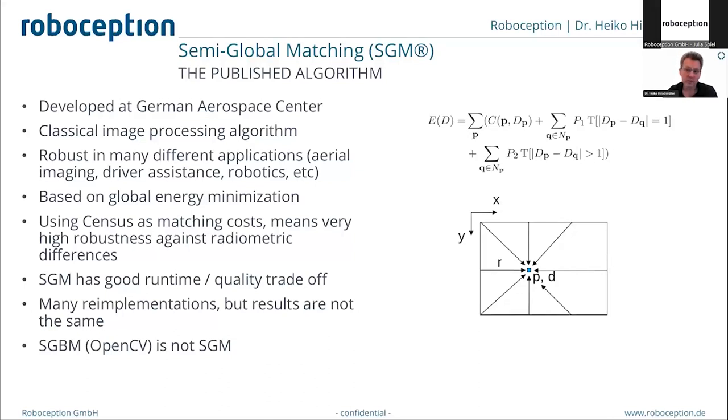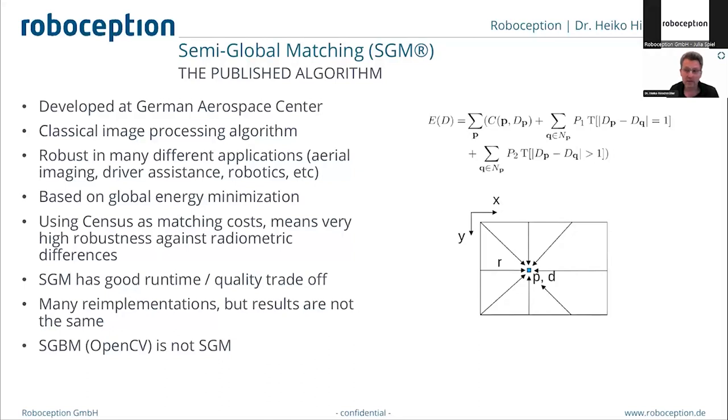So radiometric differences mean that the same corresponding point appears brighter or less bright in the left and right camera images. And this comes from, first of all, imperfections of the camera, but also from scene properties, because the reflectivity of surfaces changes when you change the viewpoint from the left to the right camera. So you need a matching cost which can compensate that. And we are using Census for that.